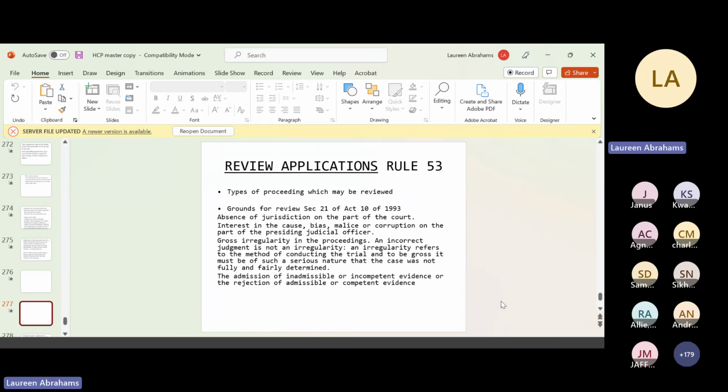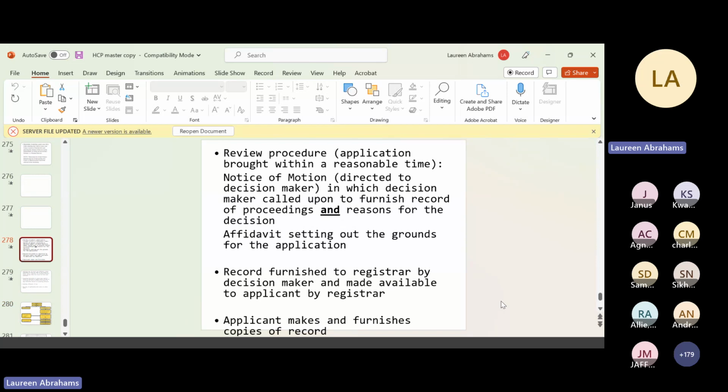Now, the review application is an application, but it differs from the normal Rule 6 application in one aspect. When you institute the review application, it is addressed in the notice of motion to the decision maker also. So you have the respondent and you have the decision maker. The decision maker would be the chairperson of the arbitration, the chairperson of the disciplinary hearing, or, because it's the High Court, the chairperson of the sports body or the university, or the magistrate. It is addressed to him, and he is called upon to provide the record of the proceedings and the reasons for his decision. And in the affidavit attached to the notice of motion, the applicant will set out the grounds for the application, why he says that the decision should be reviewed.